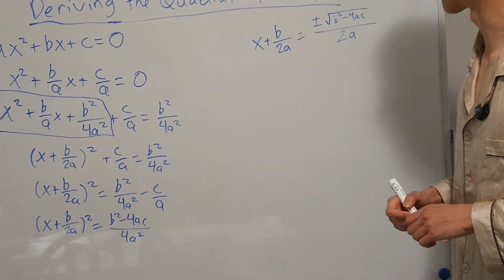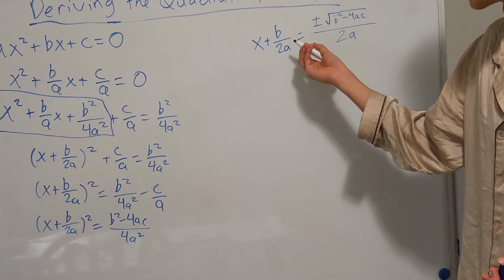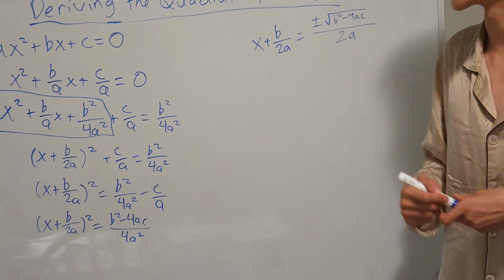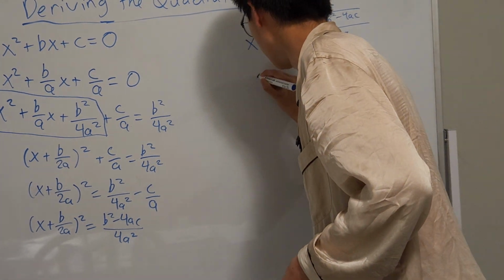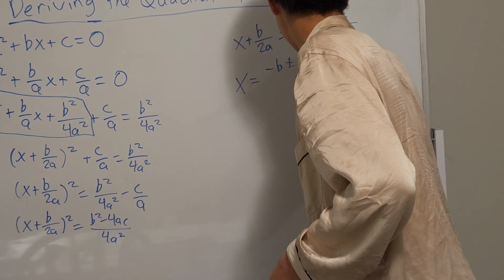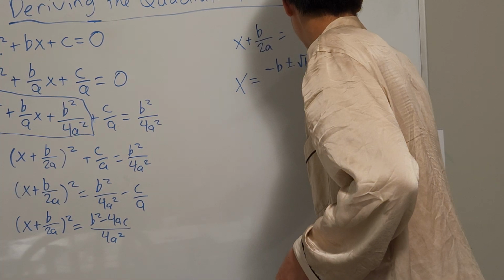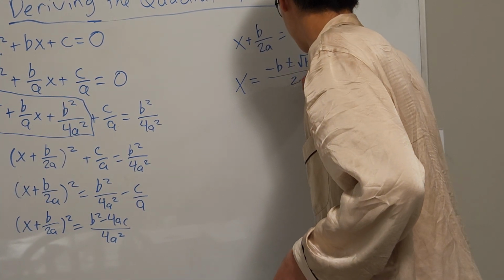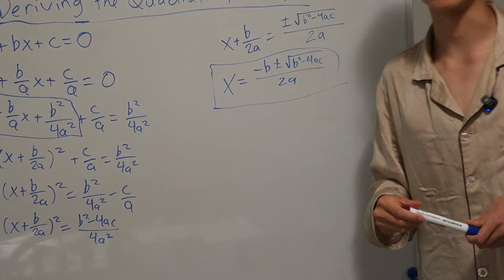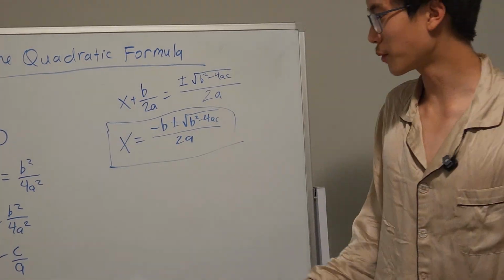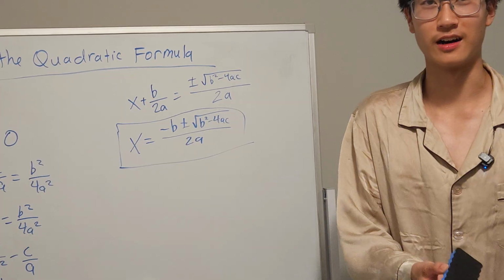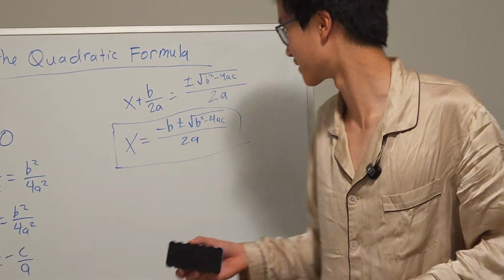So here it is. And now one last step is that we just have to isolate x. And to do that, we subtract b over 2a from both sides of the equation. So our final result is x equals negative b plus minus the square root of b squared minus 4ac, over 2a. Yeah, this is also known as the quadratic formula. So now what we are going to do is apply completing the square to any quadratic equation.